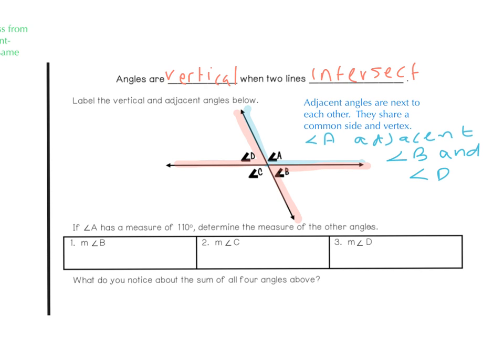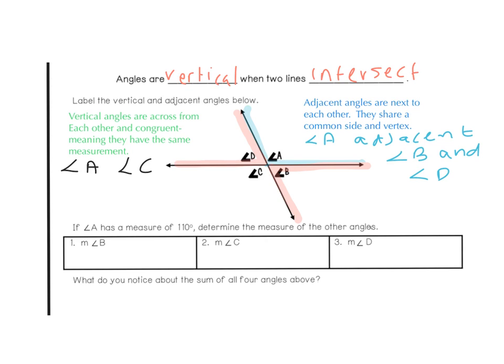All right, next we're going to look at vertical angles. Vertical angles are across from each other and congruent, and they have the same measurement. So vertical angles would be angle A and C. They're directly across from each other, and they would have the same measurement. So A and C are vertical. And angle D and B are also vertical.